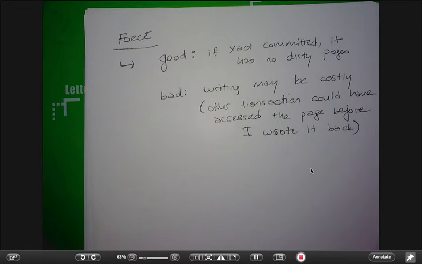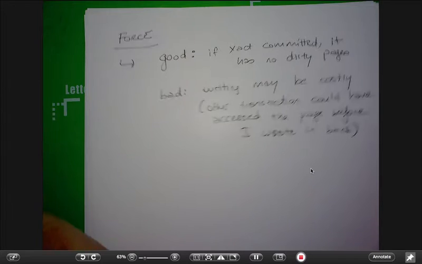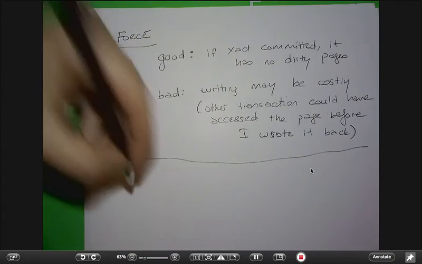So good. It's a simple method for concurrency. If I don't write until you're about to commit, and if I allow you to commit, I know for sure that there is no bad data. But it is a lot of cost to be writing all these pages unless you know for sure that no other transaction is going to use it. So force in this case can be bad. Okay? So let's talk about steal.